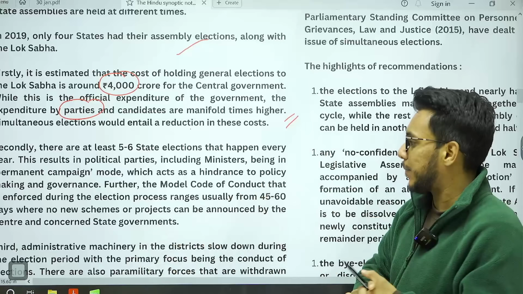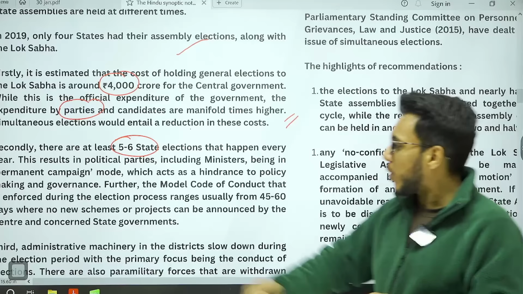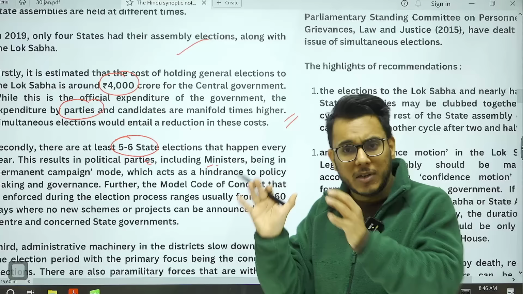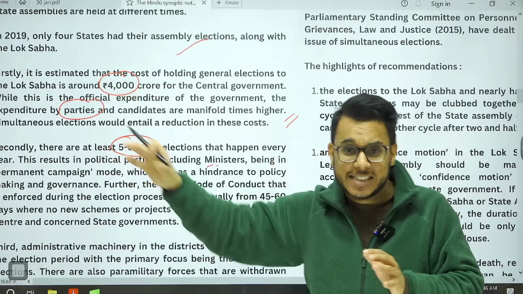Also, it has been provided that every year 5 to 6 state elections are happening. During that time, political parties, ministers, the prime minister, chief ministers are occupied, and it is being said that a lot of legislative time that they could have given to policy making is diverted to political campaigns, which is a huge wastage.